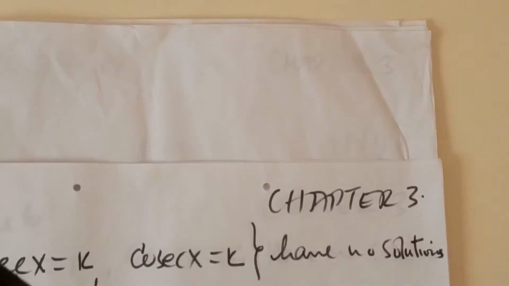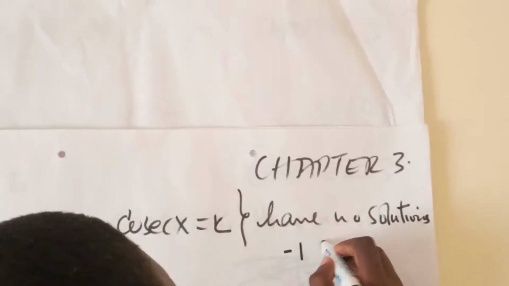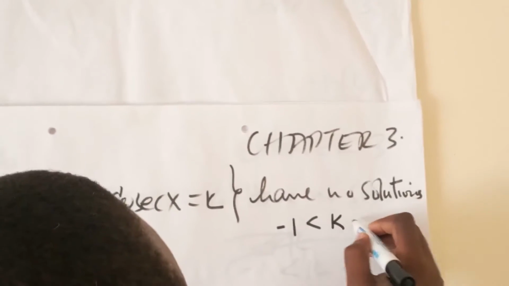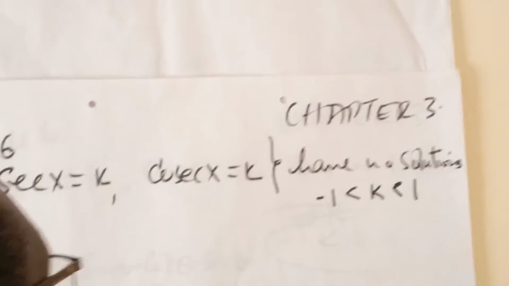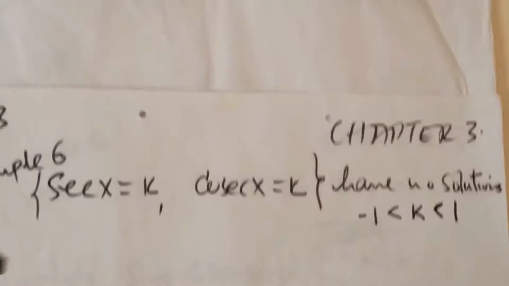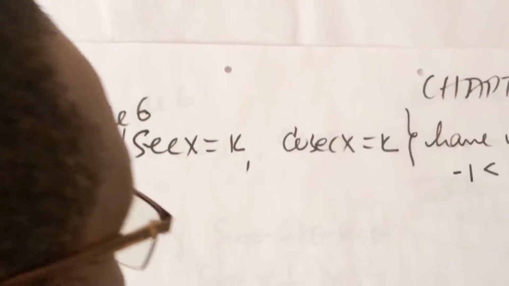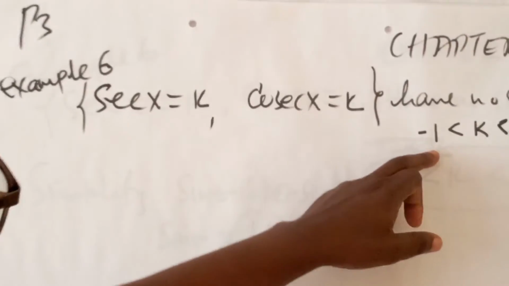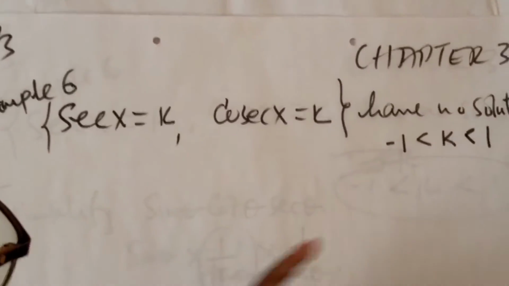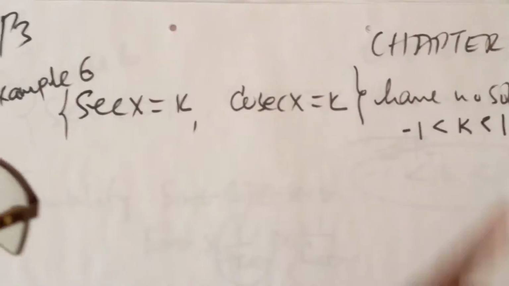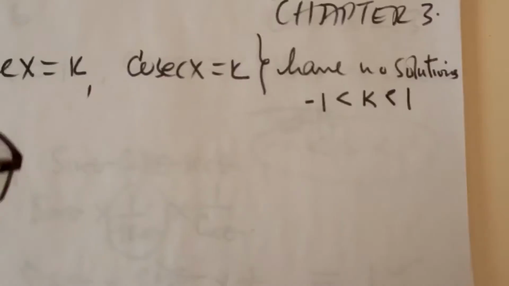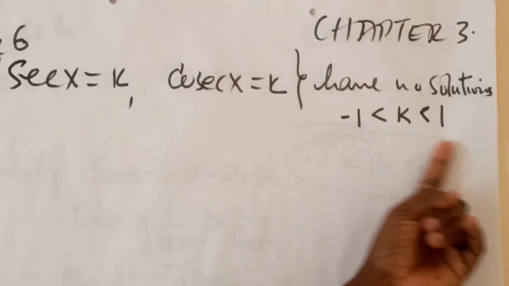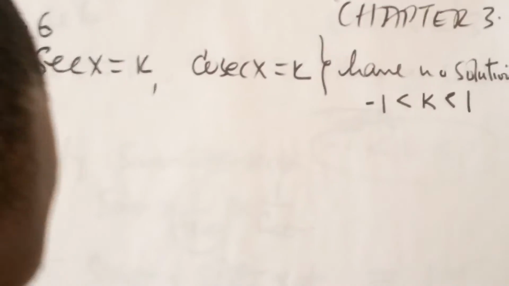They have no solution when k is greater than -1 and less than 1. You realize that we were talking about sketching the graph of these functions, and -1 was only acting like a turning point, and +1 was acting as a turning point. There were no values of y for this particular region. That one you must remember.